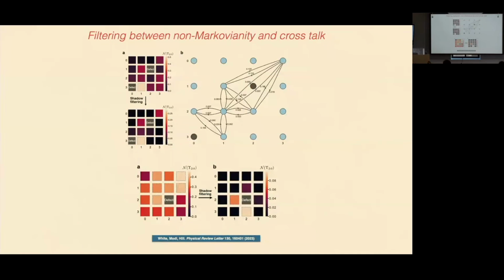This I'll just briefly mention. You can use the same ideas and the causal structure of processes to identify crosstalk versus non-Markovianity. So imagine 2 qubits are talking to each other. They could be talking to each other directly, or they could be talking to each other by an impurity. How do you know? We can figure that out just by some classical shadow filtering.